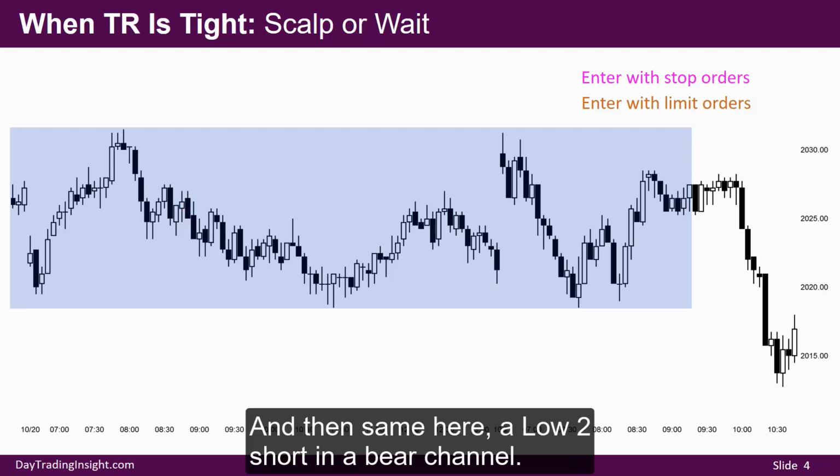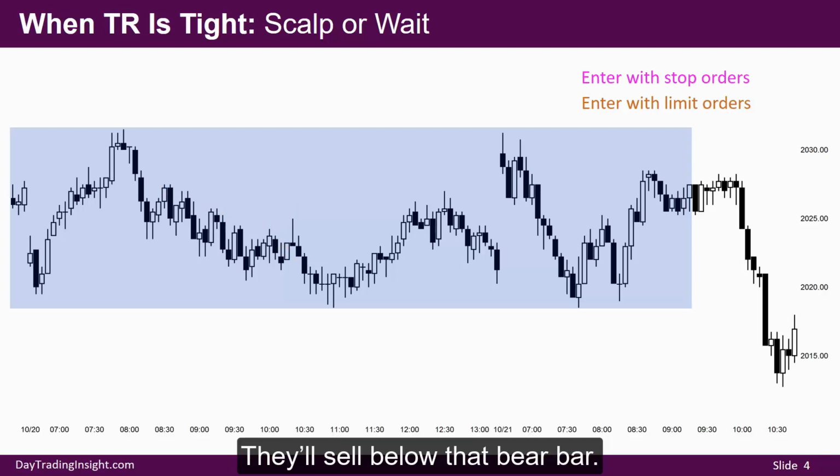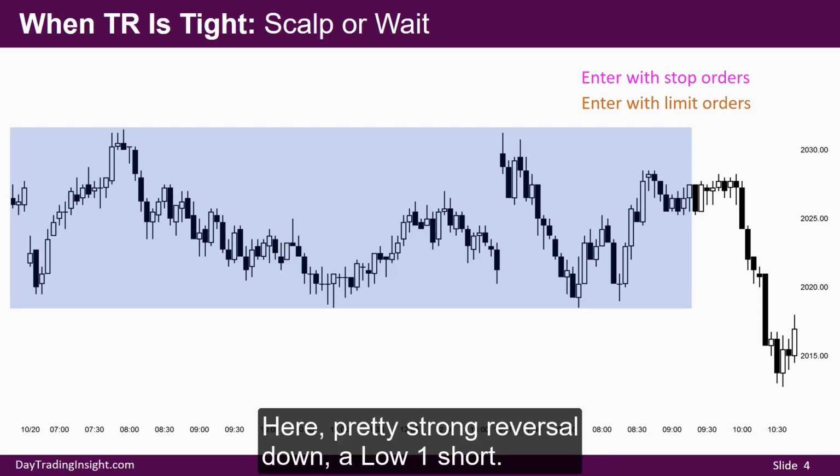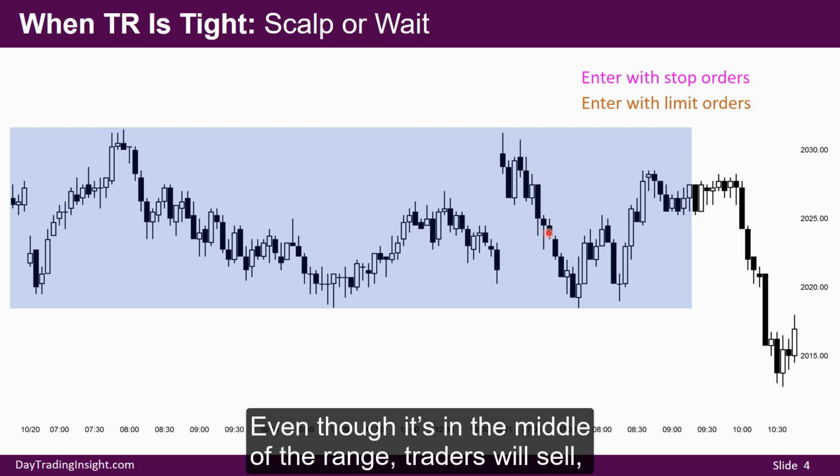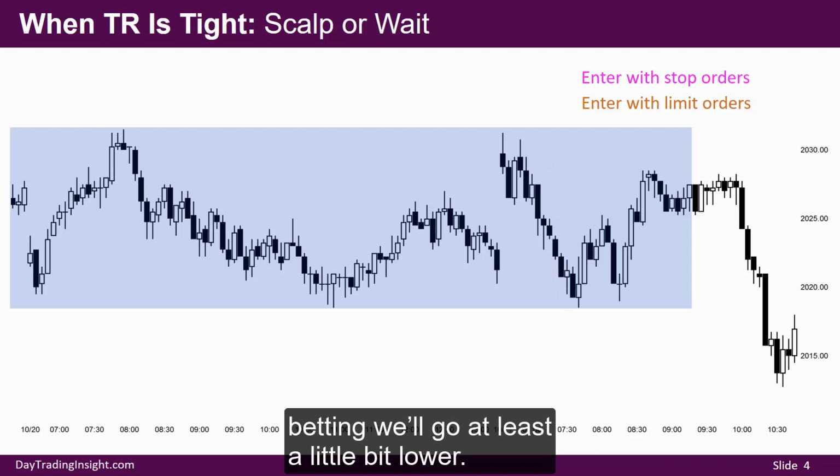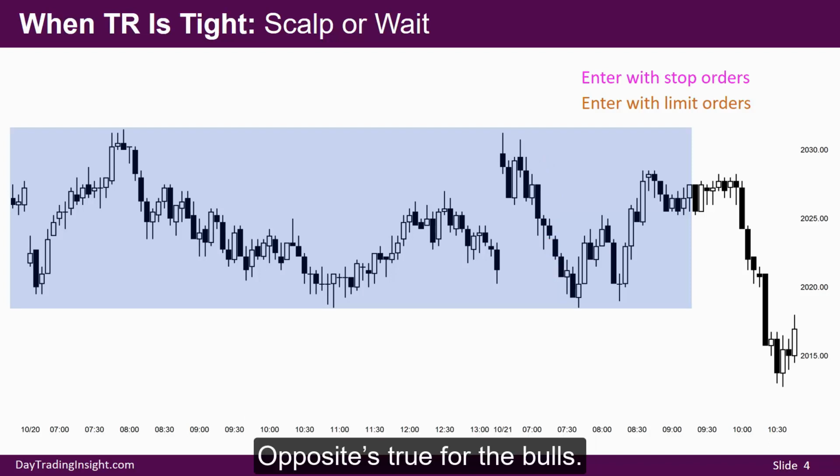And then same here, a low two short in a bear channel. They'll sell below that bear bar. Here, pretty strong reversal down, a low one short. Even though it's in the middle of the range, traders will sell, betting it will go at least a little bit lower. The opposite is true for the bulls.